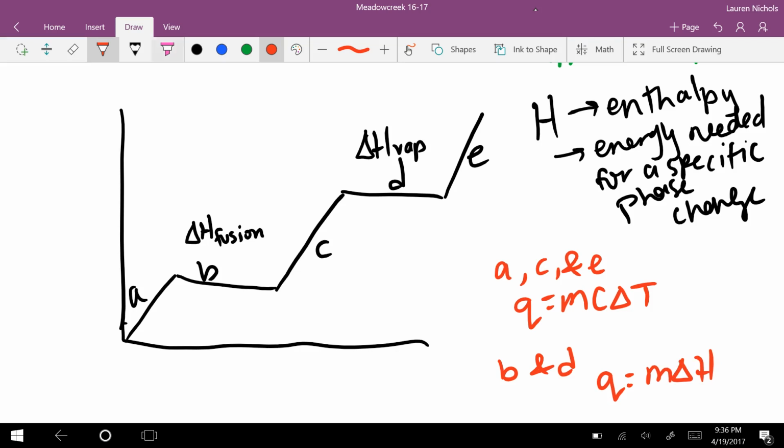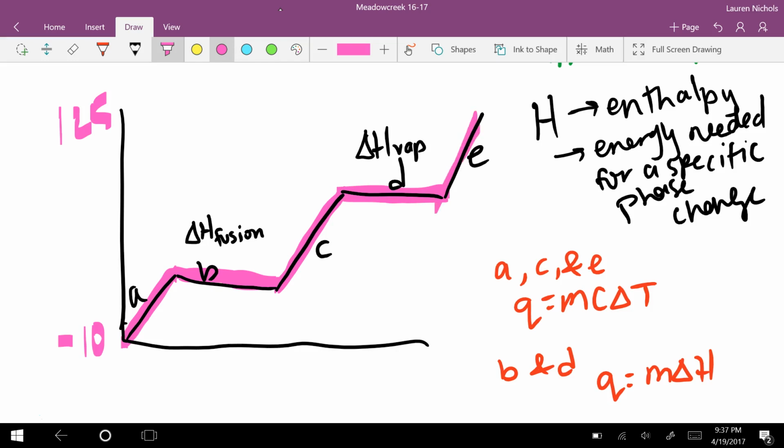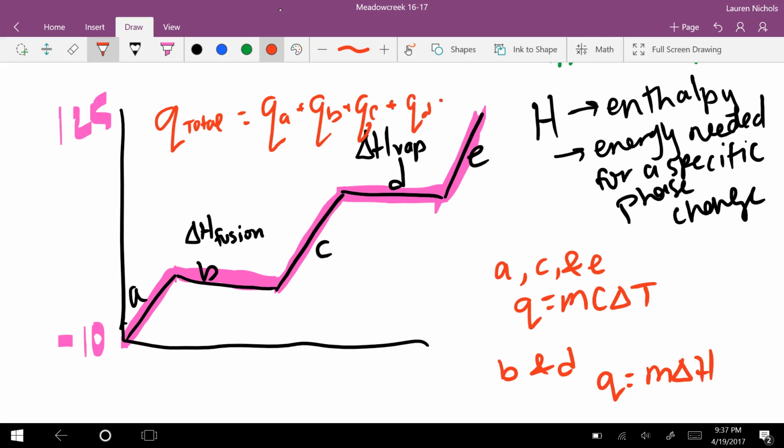Now, if I want to find out the amount of energy required to go from, let's say, negative 10 degrees all the way to 125 degrees, I'd have to heat up all my solid ice first, then melt all my ice to a liquid, then heat that liquid up, boil and vaporize all that liquid, and then heat up that gas to 125 degrees. So that means our Q total would be equal to QA plus QB plus QC plus QD plus QE, all of our segments added up together. So hopefully that jumpstarts your brain.